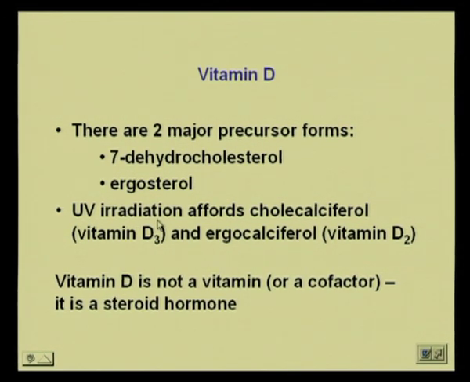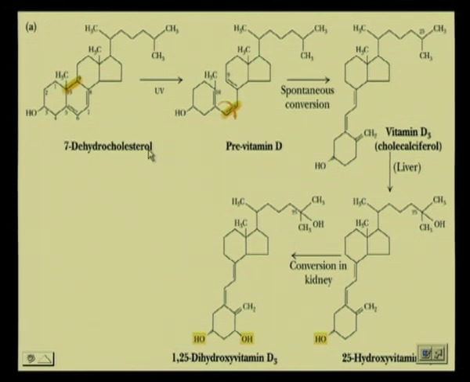This UV irradiation affords cholecalciferol, that is vitamin D3, and ergocalciferol. So, actually there are two precursor forms of vitamin D in the body, and vitamin D is formed from these with UV irradiation. Okay. So, if you sit in the sun or you have UV radiation basically, then these two precursor forms can form the vitamin. Okay. So, this is actually what happens. We have 7-dehydrocholesterol, that is, if you remember the cholesterol structure, this was part of the cholesterol structure where we had the steroid nucleus. Remember, we had a steroid nucleus, and on UV radiation you get pre-vitamin D.